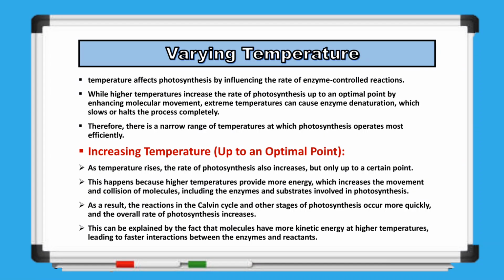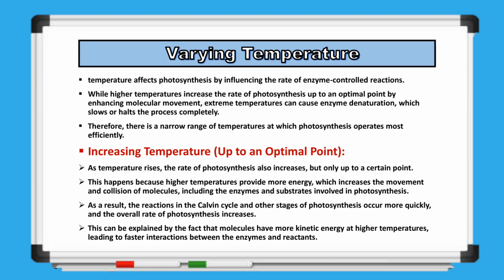Then, next up, let's talk about temperature and how it affects photosynthesis. Now, temperature plays a key role because photosynthesis involves a series of enzyme-controlled reactions. And enzymes, as you might know, are very sensitive to temperature changes. So, what happens when the temperature increases?